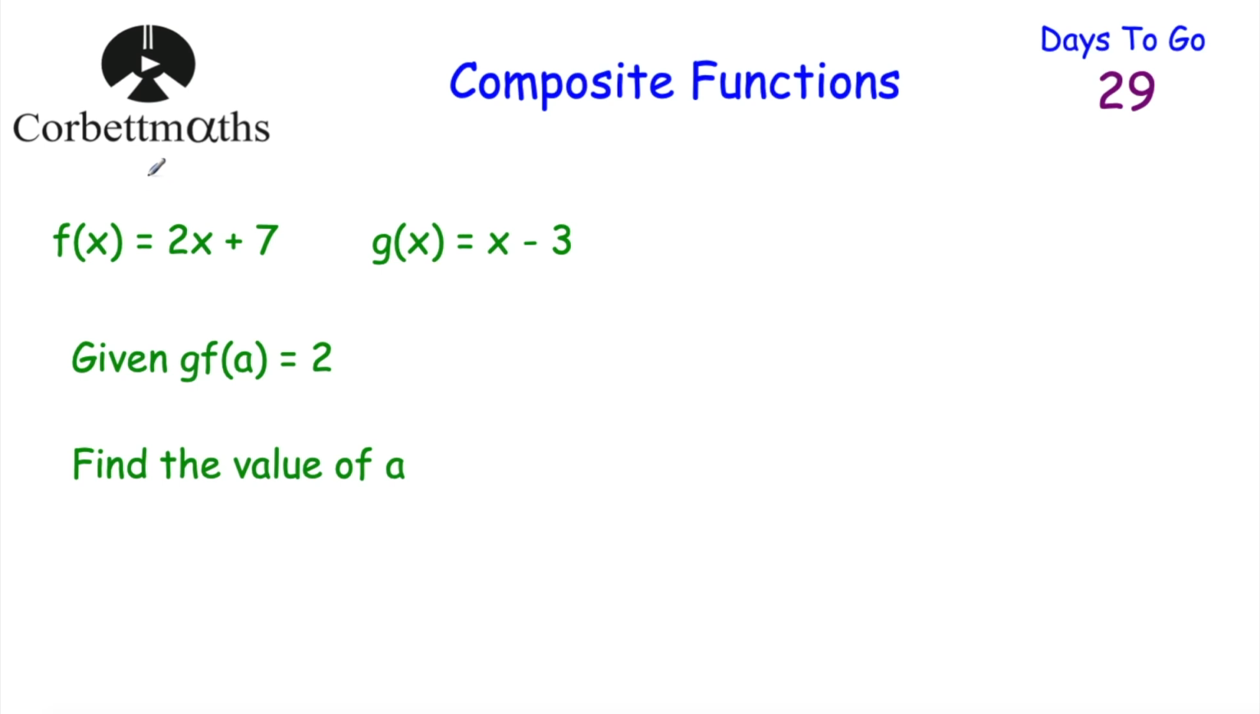Okay, let's have a look at another question. So this time we're told that f of x is equal to 2x plus 7 and g of x is equal to x minus 3. And we're given that gf of a is equal to 2, and we've been asked to find the value of a. So feel free to press pause and try this now.